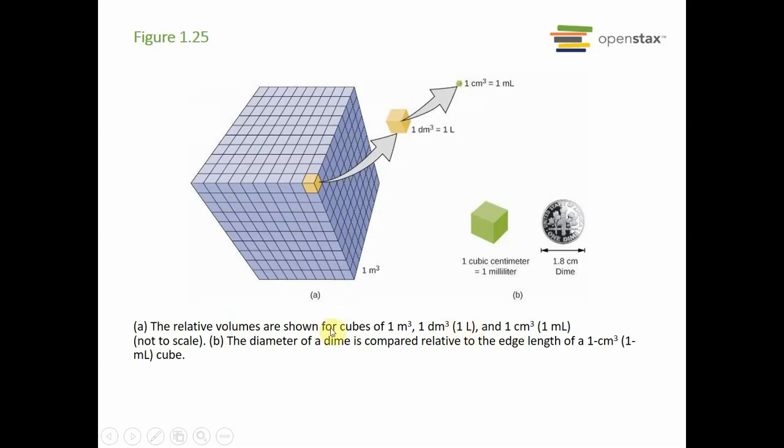The relative volumes are shown for cubes of 1 cubic meter, 1 cubic decimeter, and 1 cubic centimeter, where the 1 cubic decimeter is also 1 liter, and the 1 cubic centimeter is also 1 milliliter. Not to scale. The diameter of a dime is compared relative to the edge length of a 1 centimeter cubed, 1 milliliter cube. So a dime is a little bit more. It's 1.8 centimeters across.